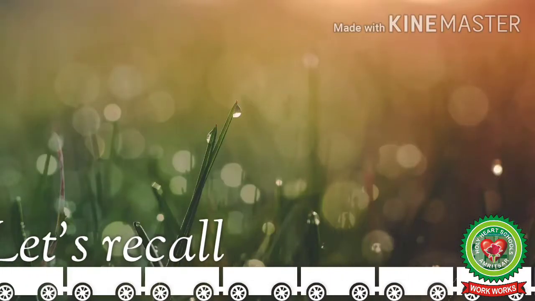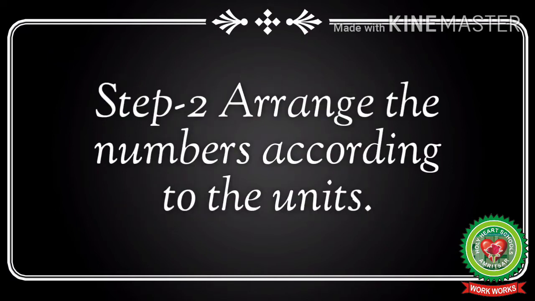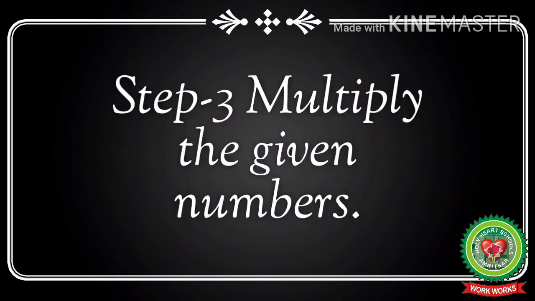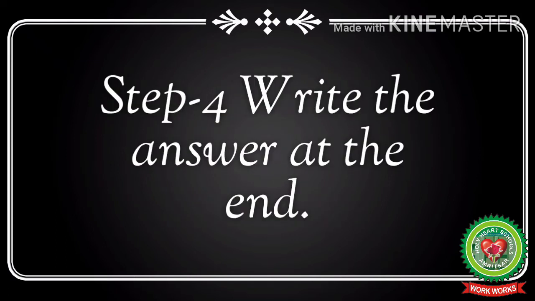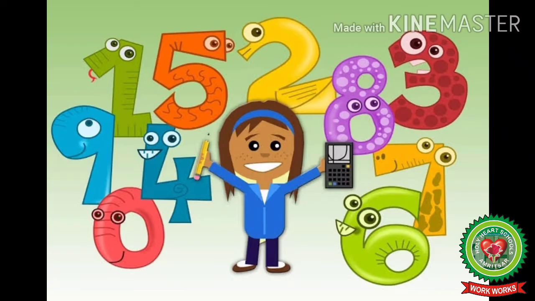Now kids, let's recall what we have learnt today. We have discussed how to multiply the different units. For that, we have followed some steps. Step 1 is to make the table of the different units. Step 2 is to arrange the numbers according to the units. Step 3 is to multiply the given numbers. And step 4 is to write the answer at the end. I hope kids, you have understood how to multiply the different units.